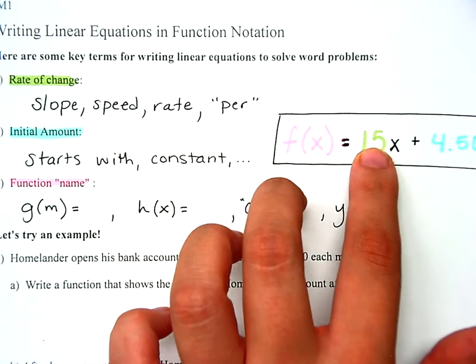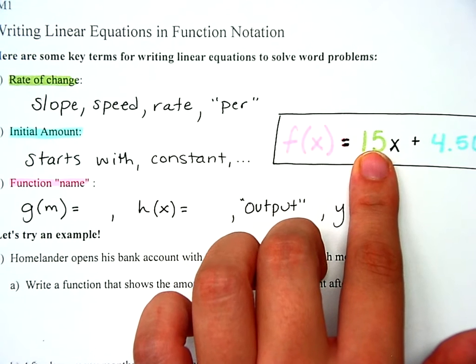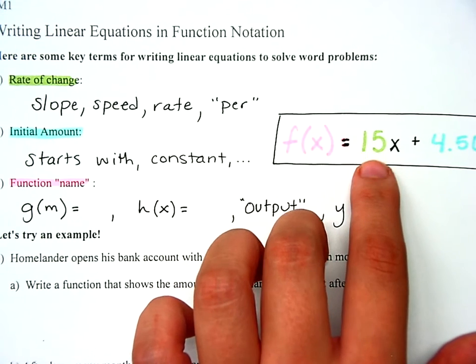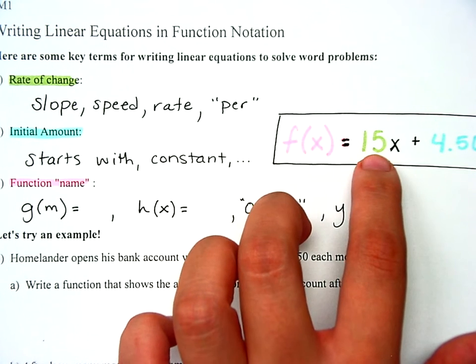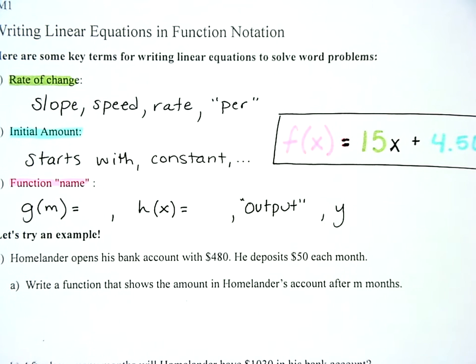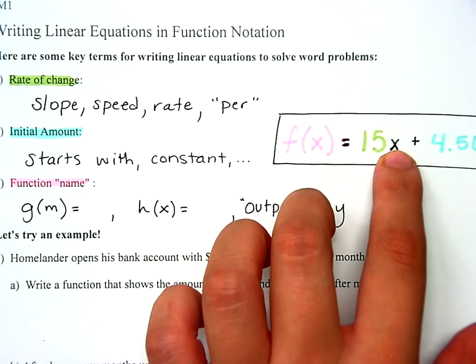That's going to be the value that's multiplied by x. So if you make $15 per hour, maybe it costs 15 cents per stamp, but this 15 represents that cost or the amount for each thing that x represents.